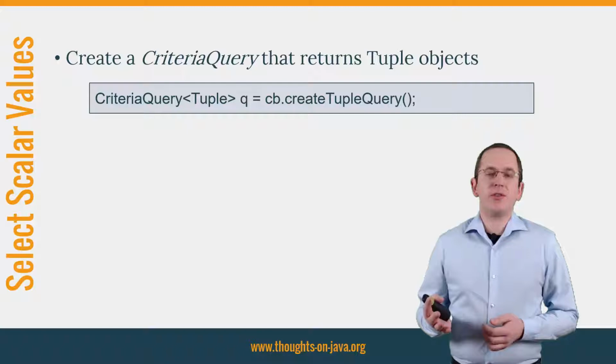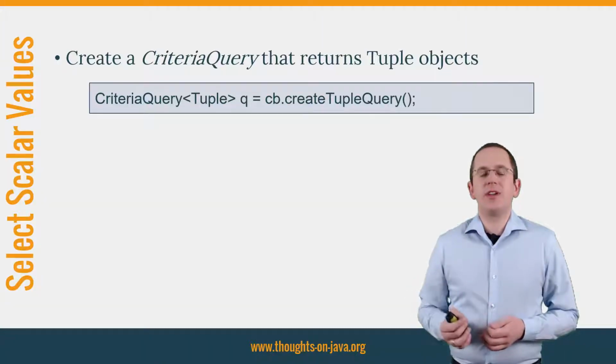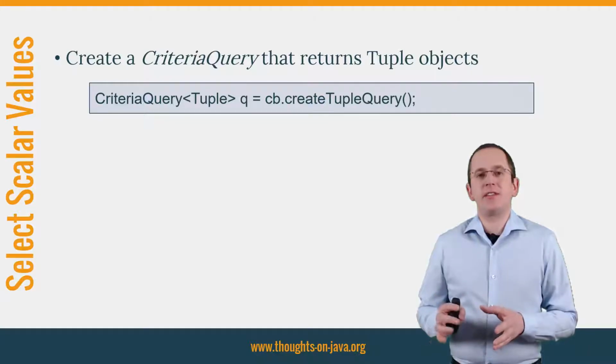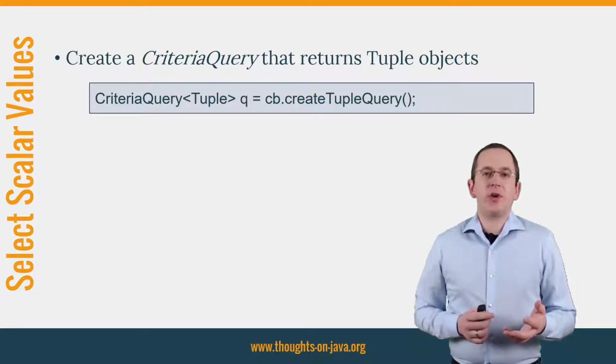The first thing you have to do is to create a criteria query that returns tuples. The tuple interface provides easy access to the selected scalar values, and I will tell you more about it later. The easiest way to create such a criteria query is to call the createTupleQuery method on the criteria builder.